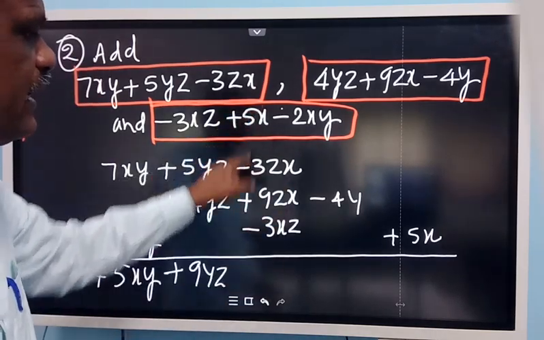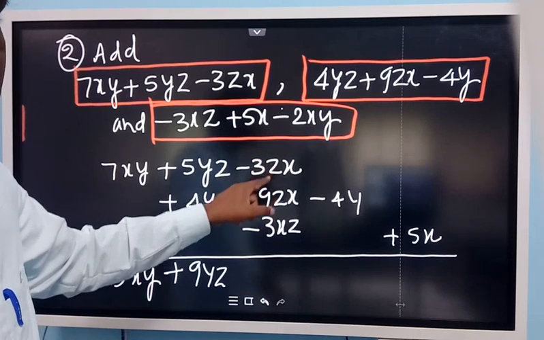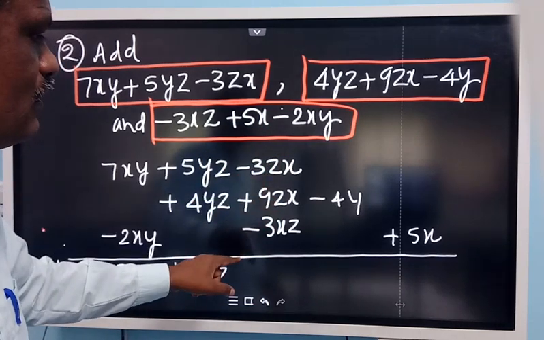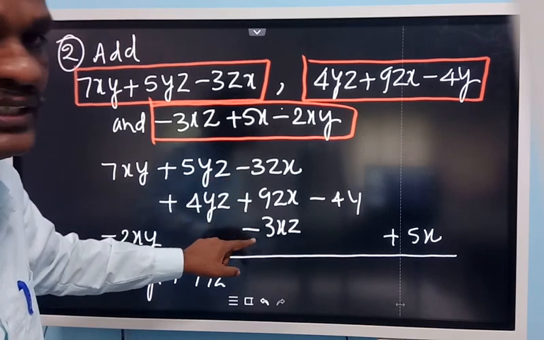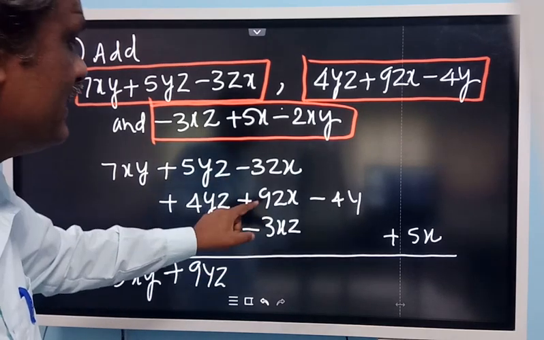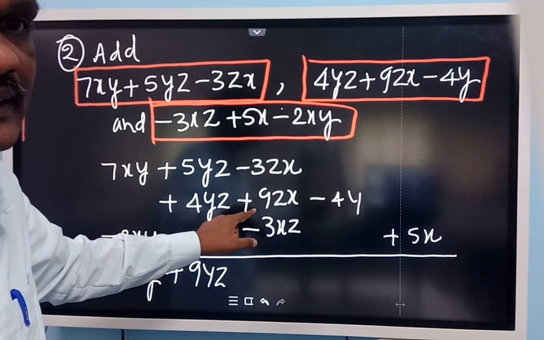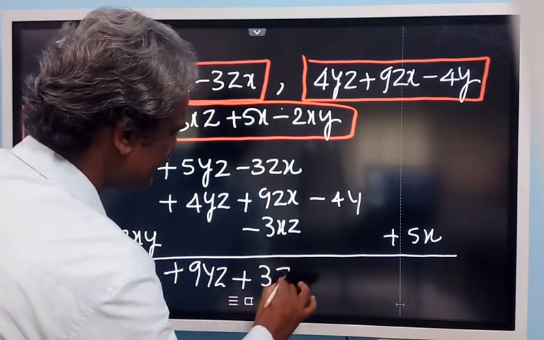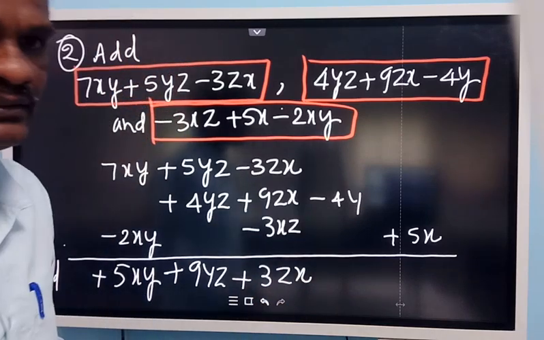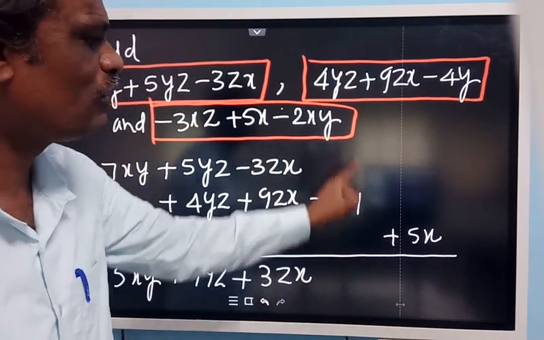Here we have three terms which are like terms. Here negative and negative you can add. Minus 3 and minus 3 gives you minus 6. Minus 6 and plus 9 gives plus 3zx. And here we have 4y alone.